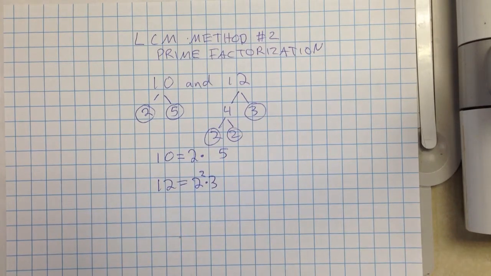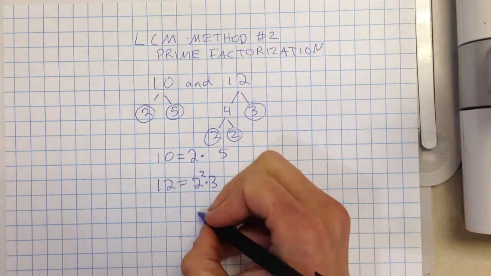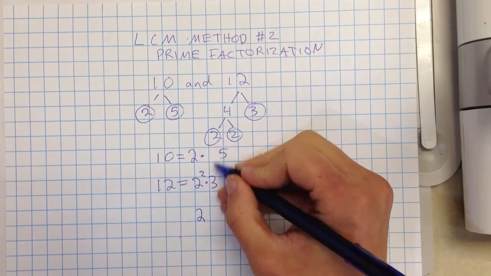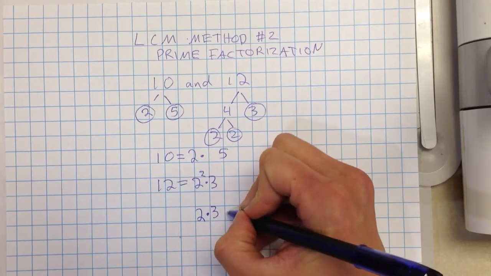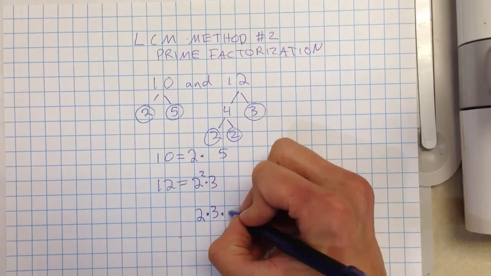I'm going to look for numbers that I have at all. So do I have any 2s? Yes, I have a 2, so I'm going to write a 2 down here. Do I have any 3s? Yes, I have at least one 3. This is how it's different from GCF, because if you have it in one of them, then you're going to write it down here. And do I have any 5s? Yes, I have a 5.